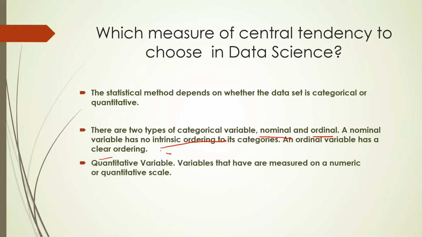Now, what is a quantitative variable? These are the variables that have been measured on a numeric or quantitative scale. For example, weight or height. So they can be measured, and examples of categorical data can be something like race or age group. So these could be categorical.